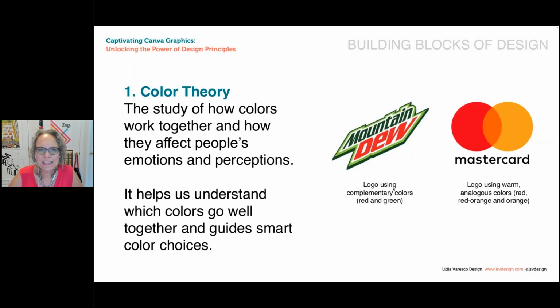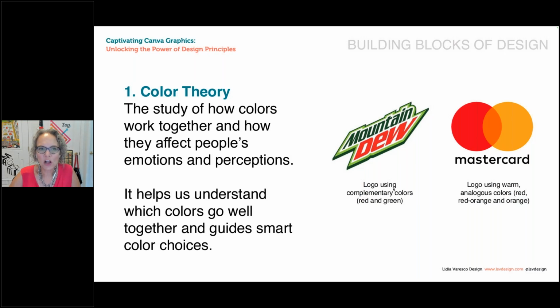So the first one is color theory. And again, this may not be familiar to people that didn't go to art school or that didn't study art or design, but color theory is basically the study of how colors work together and also how they affect people's emotions and perceptions. And this is used a lot with brands. You see I've got a couple of examples here.